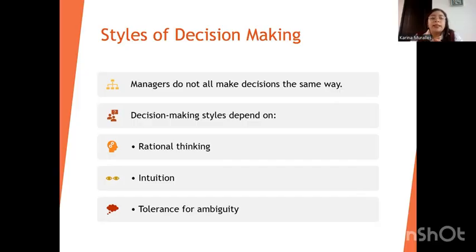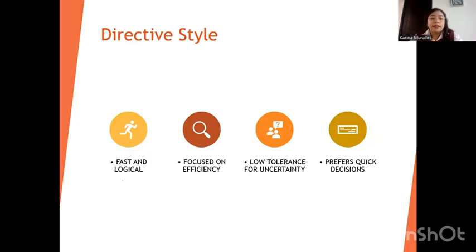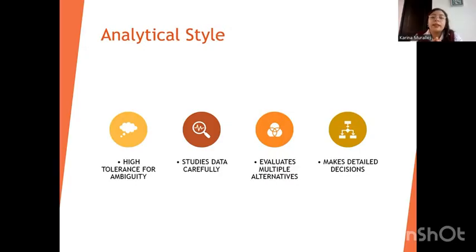Number one is the directive style. This is fast and logical. It has a low tolerance for uncertainty and focuses on short-term efficiency. Number two, the analytical style, tolerates ambiguity very well. An analytical leader prefers to study data, think, and evaluate multiple alternatives before acting.